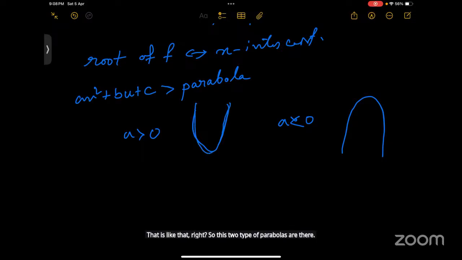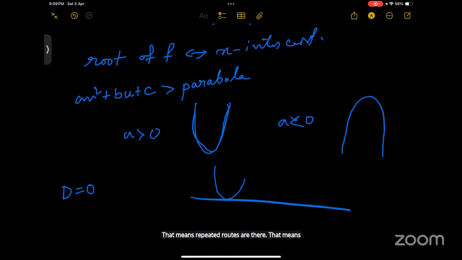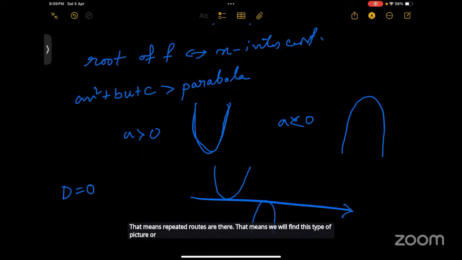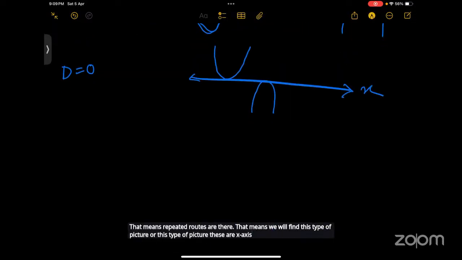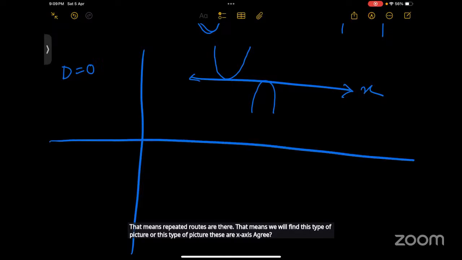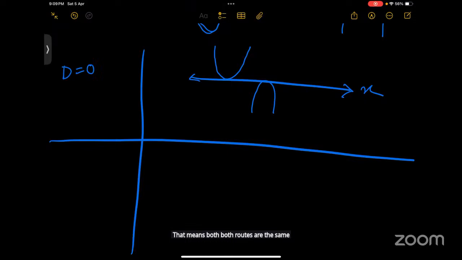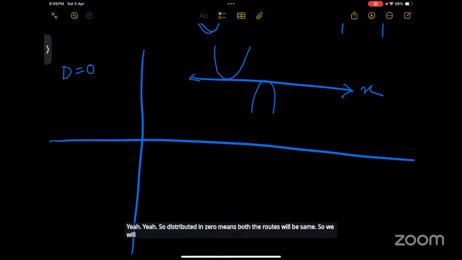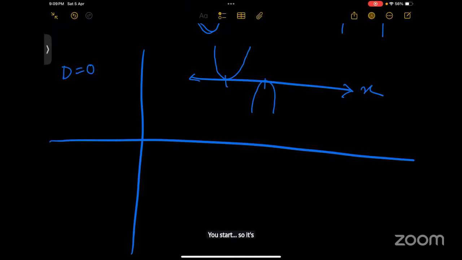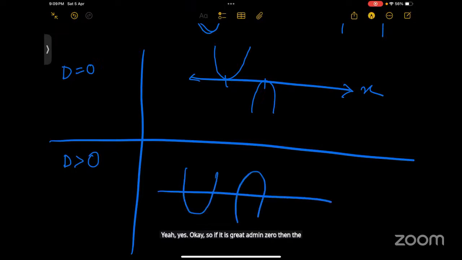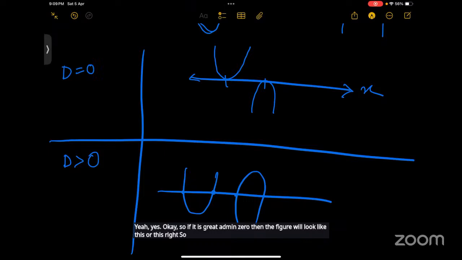Now, if our discriminant is equal to 0, that means repeated roots are there. That means we will find this type of picture or this type of picture. This is our x-axis. Agree? That means both roots are the same number. So we will find a U type of shape at the root, touching exactly at one point on the x-axis. If it is greater than 0, then the figure will look like this or this, right? Two x-intercepts mean two different roots.